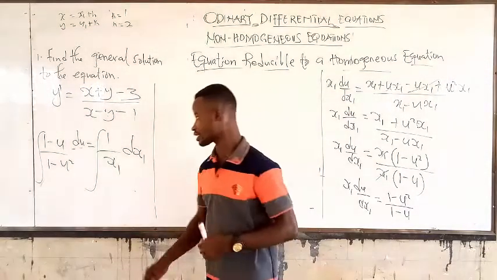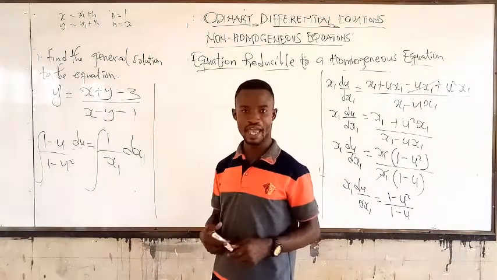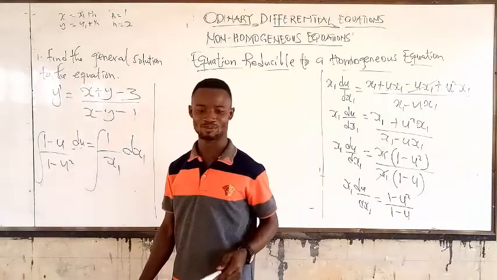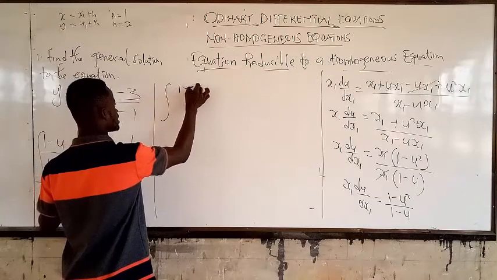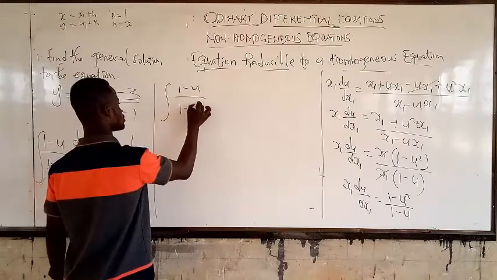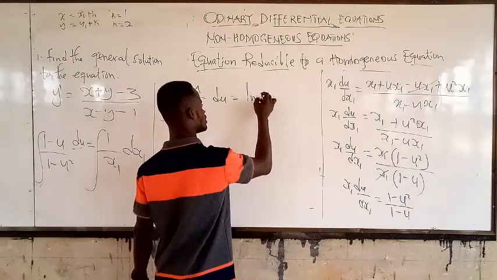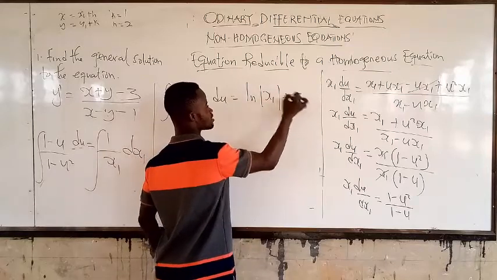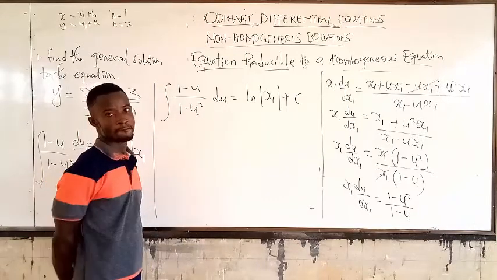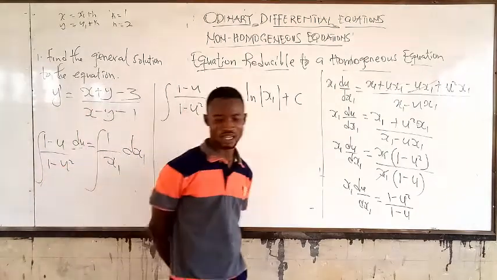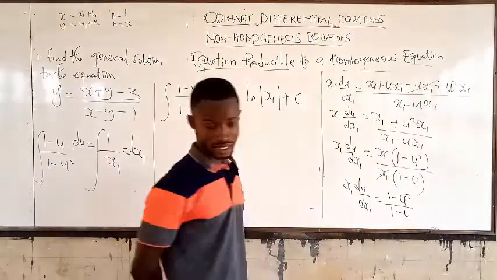So here you can see clearly that this side is just simple. We just need S1, but this side. Alright. So we get the integral of 1 minus u over 1 minus u squared du to be equal to ln S1 plus C. But what about this side? That is what is to be under discussion. Is there any mistake somewhere?